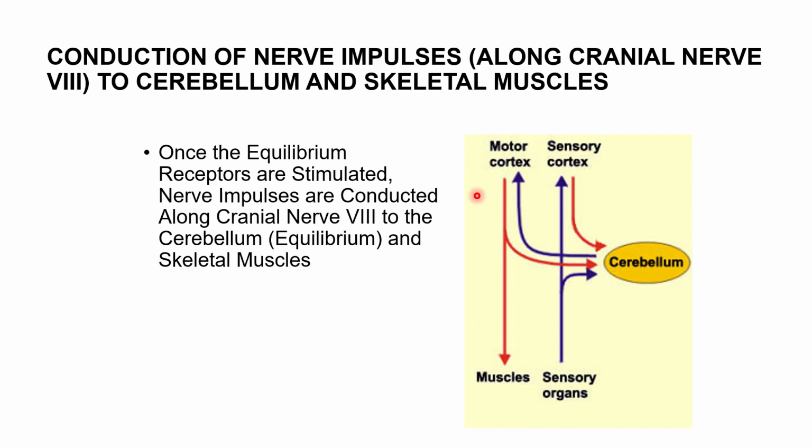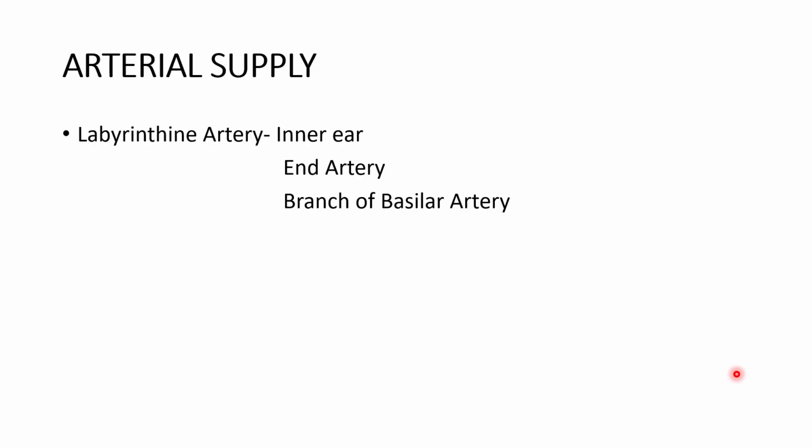So that is how the circuit works with the help of the brain and the cerebellum, and with the output to the muscles, and input going through the sensory organs which we have discussed. The auditory is the cochlea, and the balancing is via the semicircular canal, utricle and saccule. So that is how our membranous labyrinth is important.